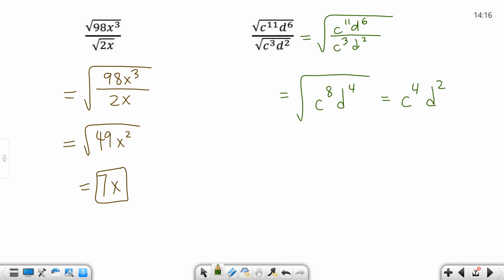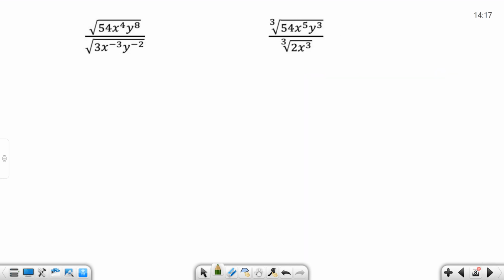And then d, 2 goes into 4 2 times with none left over. All right. So then c to the 4th, d squared, and there's nothing left under the radical. It doesn't have to be perfect squares like these, y'all, but I just did some examples that were perfect squares.